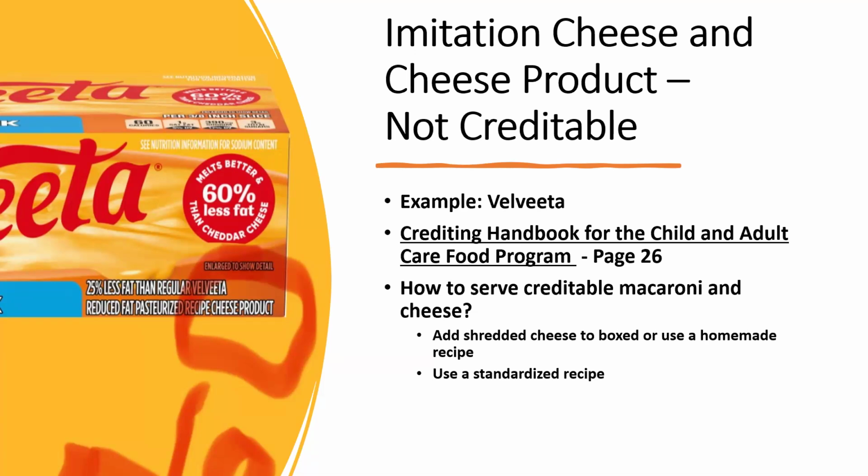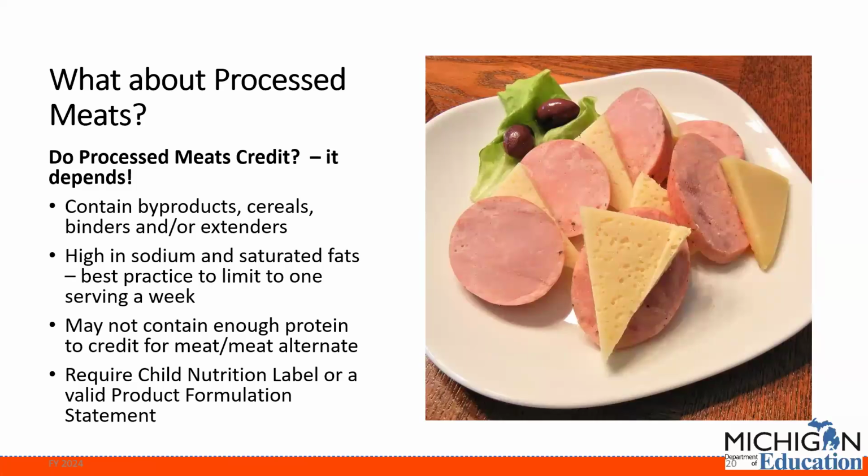Another item that's not always creditable are processed meats. So processed meats such as salami, sausage, excuse me, beef jerky, these tend to contain byproducts, binders, extenders, like fillers, basically. They're generally high in sodium and saturated fat. So ideally, we want to limit them anyway to no more than one serving per week.